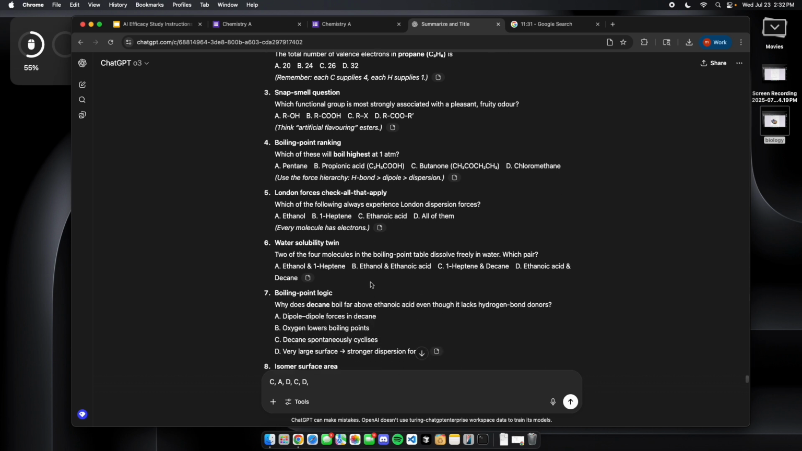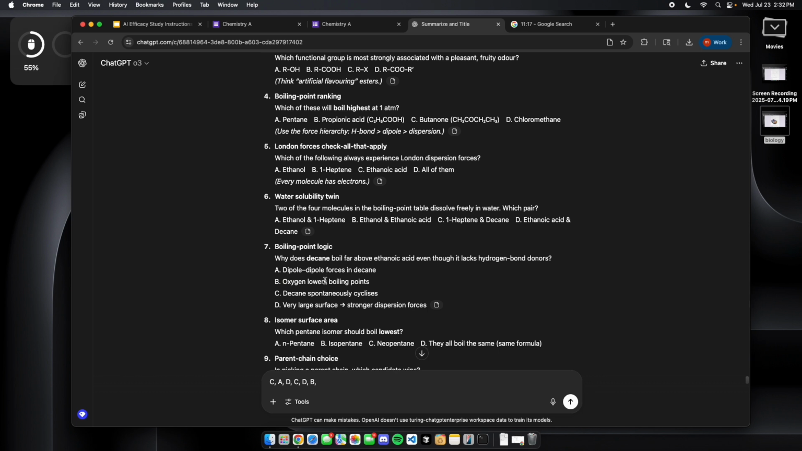Water solubility. Well, I remember that ethanol and ethanoic acid both have hydrogen bonds, so they should be able to dissolve in water. Boiling point logic. Why does decane boil far above ethanoic acid even though it lacks hydrogen bond donors? I think this was because it had a very large surface, so it had stronger dispersion forces.